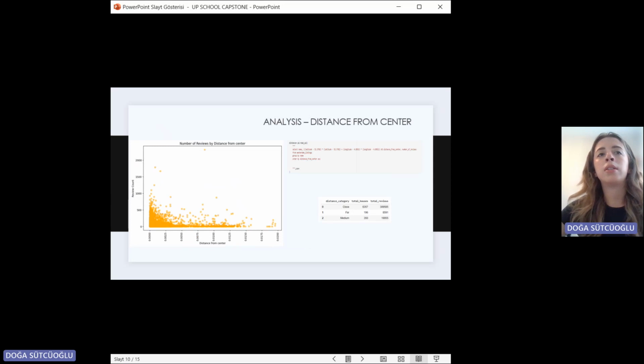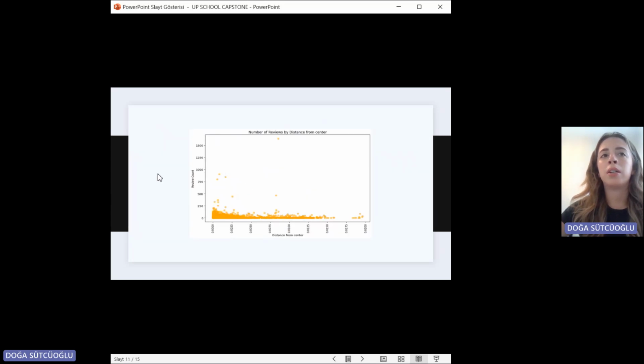Also, another analysis was distance from the center. Distance from the center plays a crucial role in popularity. Listings closer to the center tend to receive more reviews and they exhibit a higher demand. For this analysis, I used latitude and longitude values, which give us the coordinates. And these results are also similar in the reviews in the last 12 months. So it is seen clearly that closer accommodation options are always important for guests.